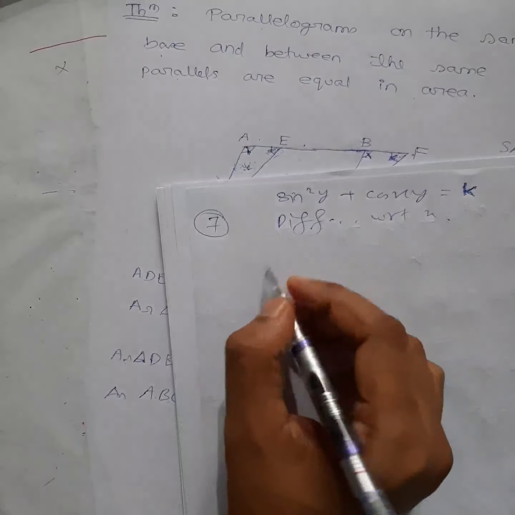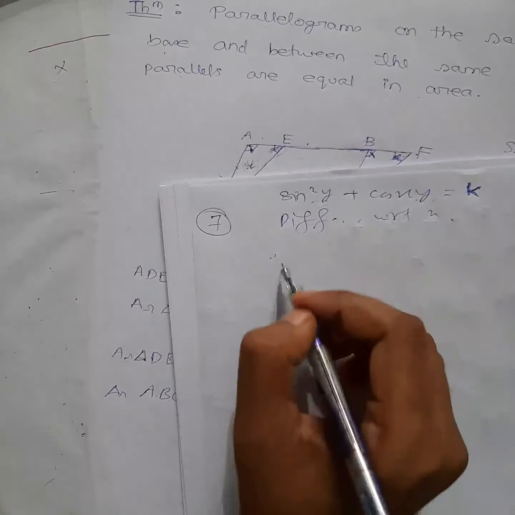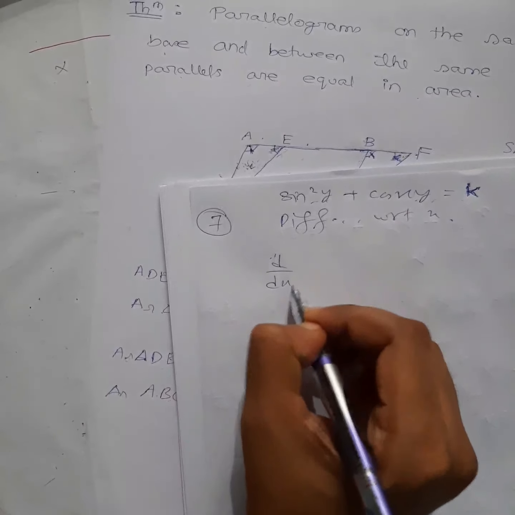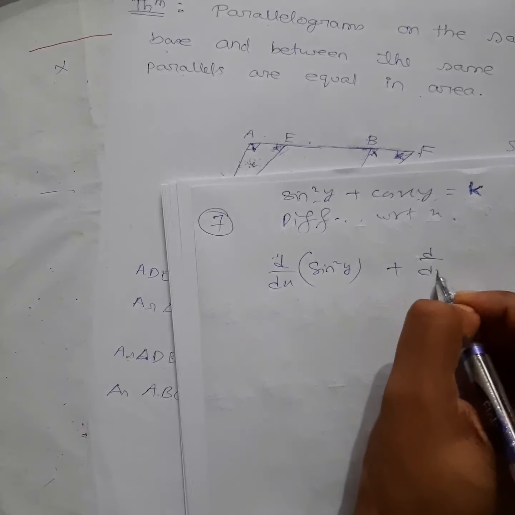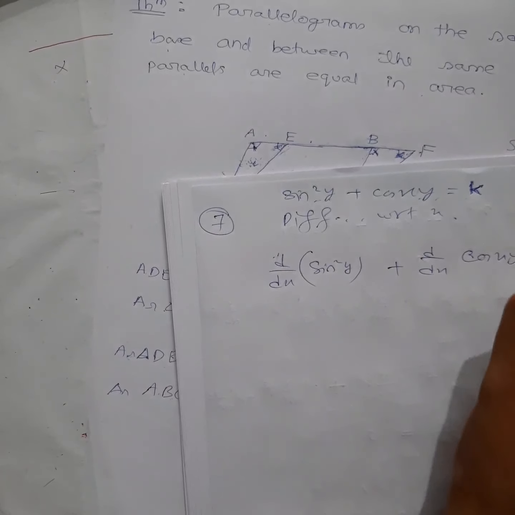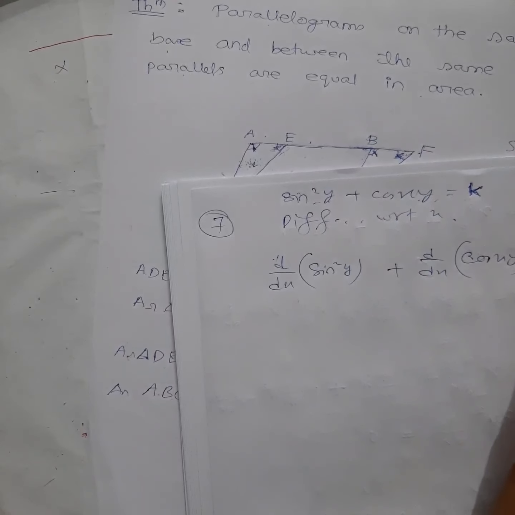Okay, so differentiating with respect to x. So with respect to x I have to differentiate this, right? So d/dx of sine square y plus d/dx of cos xy is equal to d/dx of constant.